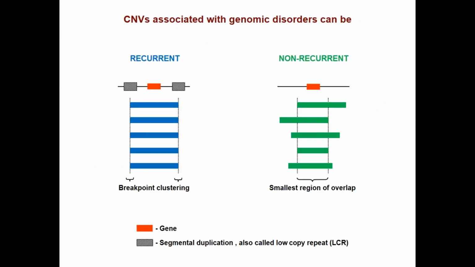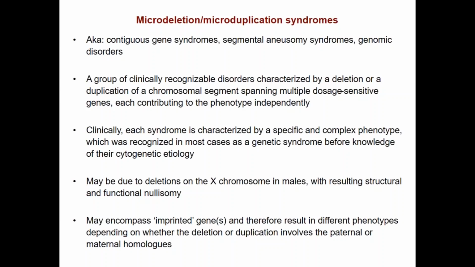So that's how these patients are ascertained. But the breakpoints are all over the place. So what are the mechanisms that generate these CNVs? Non-allelic homologous recombination is the mechanism that generates recurrent CNVs. Two other mechanisms, non-homologous end joining and fork stalling and template switching, mediate the non-recurrent CNVs, the ones that don't have the clustered breakpoints. The breakpoints are all over the place.